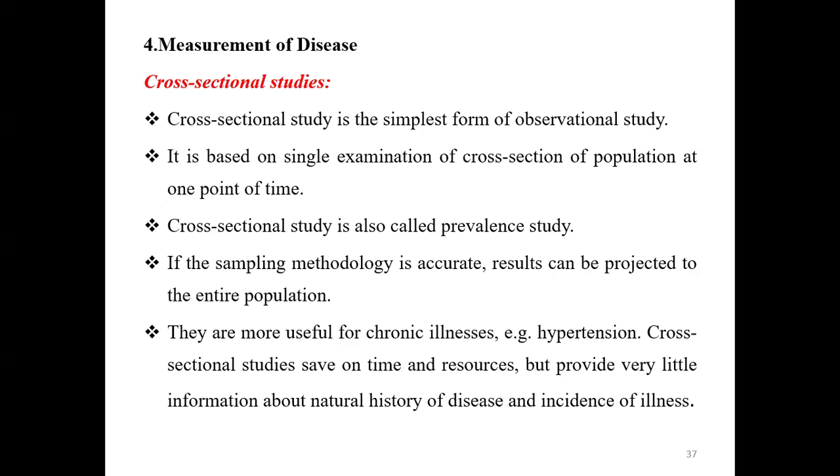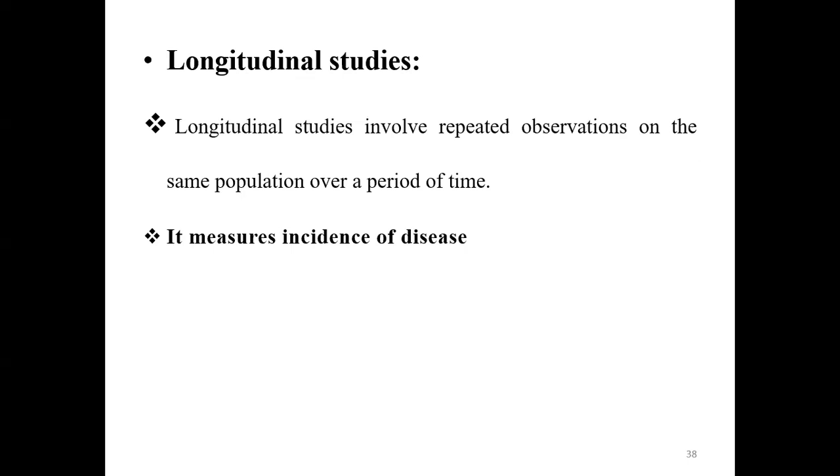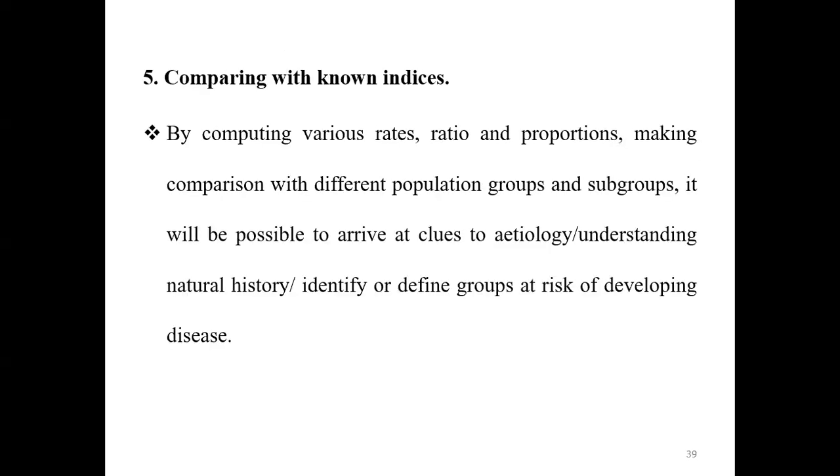The fourth step of descriptive epidemiology is the measurement of disease, which includes cross-sectional studies. It is the simplest form of study, based on a single examination of a cross-section of the population at one point of time, also known as the prevalence study. If the sampling methodology is accurate, results can be projected, and they are very useful for chronic diseases. Next are the longitudinal studies, which involve repeated observations on the same population over a period of time. So it measures the incidence of the disease, in which a long period of follow-up of the patients is done.